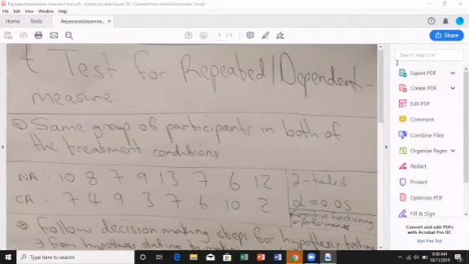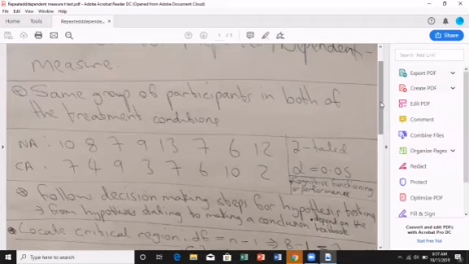So I took this example from a textbook. This is a t-test for repeated, dependent, or matched design. It's from an experiment where they use the same group of participants in both of the treatment conditions. When you watch the video on the independent t-test, you see different participants in the groups being compared. In a t-test we're comparing means. What you want is inferential statistics, whereby you want to compare populations, but we use a sample. That's why we use the population mean in the hypothesis.